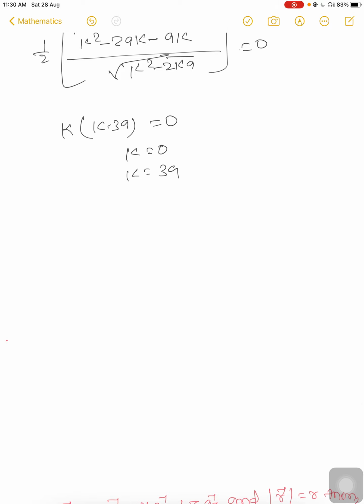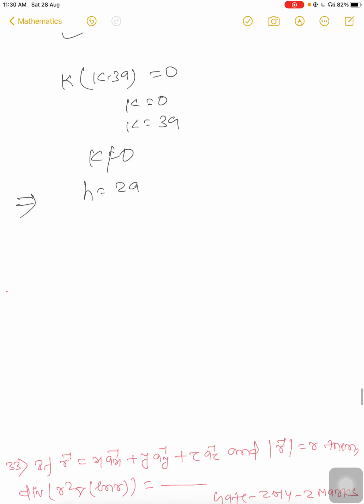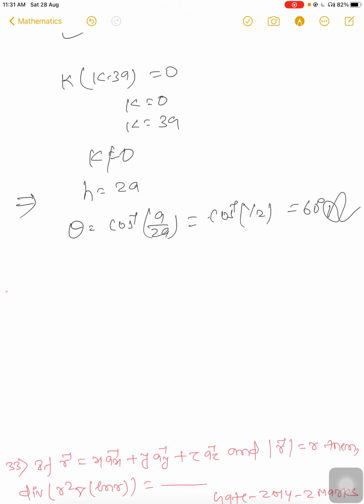K will not be 0 because it is a constant term. So K is 3a, so H will be 2a. Okay, H will be equal to 2a. So theta will be cos inverse a by H, a by 2a, then it will be cos inverse 1 by 2, which is 60 degrees.